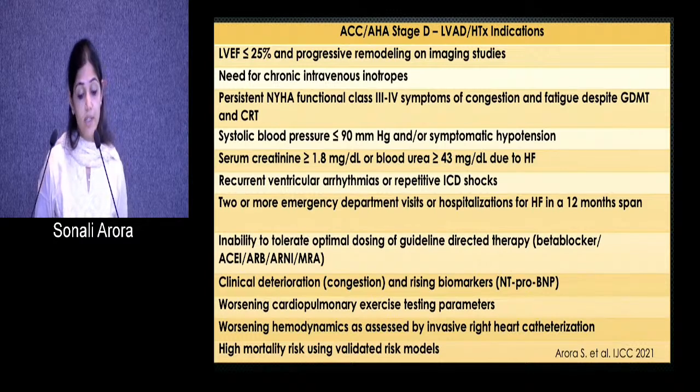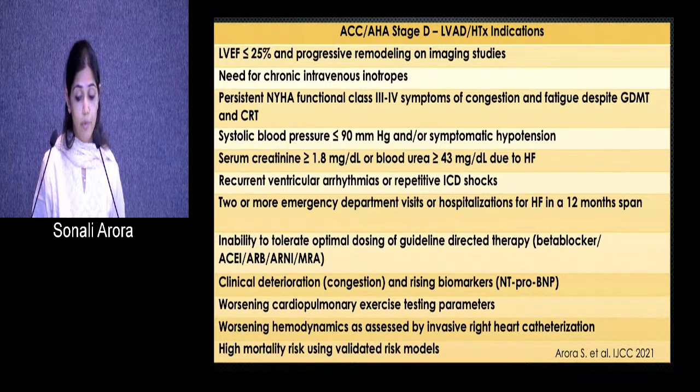So, EF of less than 25% and progressive remodeling on imaging studies, need for chronic intravenous inotropes, persistent NYHA class 3 to 4 symptoms of congestion and fatigue despite GDMT and despite CRT, systolic blood pressure of less than 90, and especially when that hypotension is symptomatic, serum creatinine of 1.8 or urea of 43, recurrent ventricular arrhythmias or repetitive ICD shocks. 2 or more emergency department visits or hospitalizations for heart failure in a year is a red flag, and you should start thinking, is this patient having advanced heart failure?